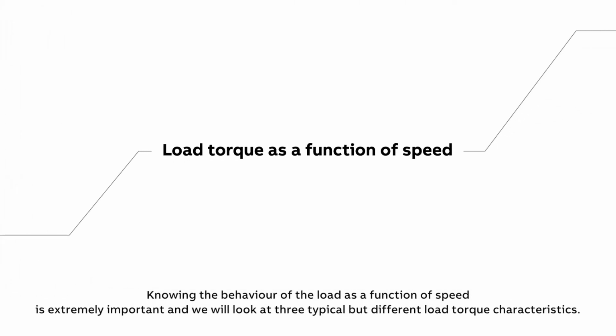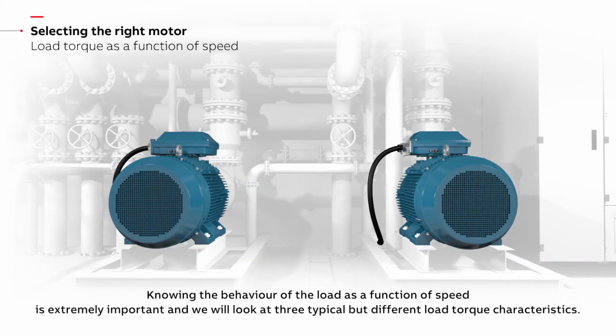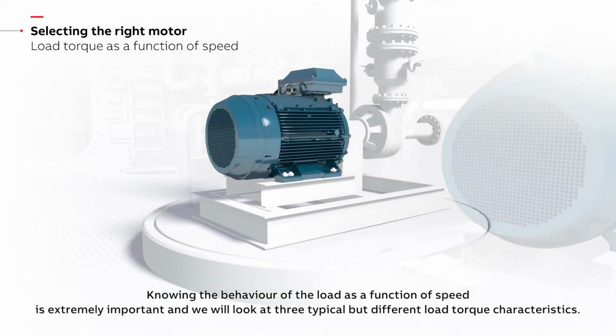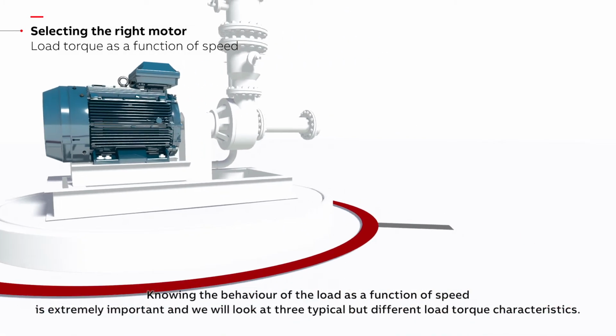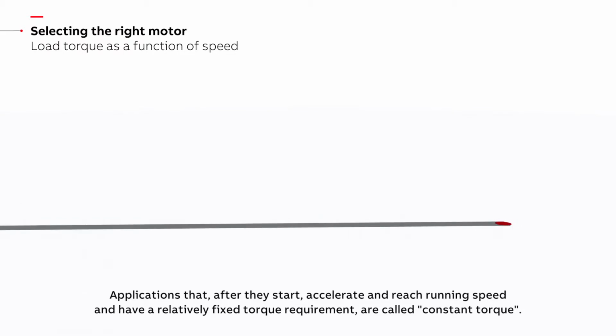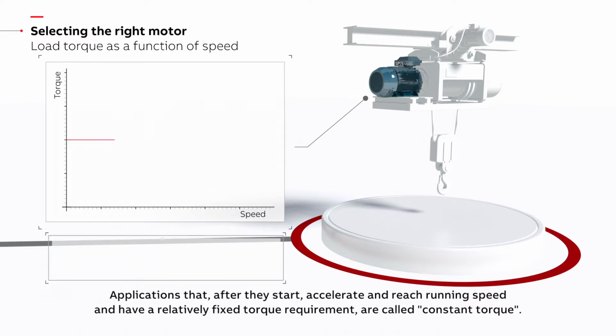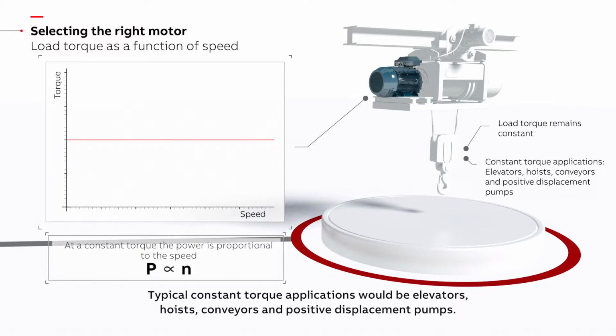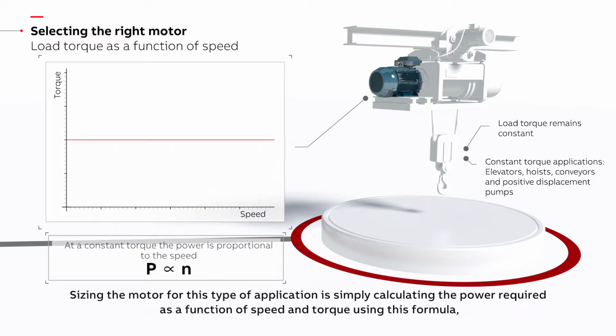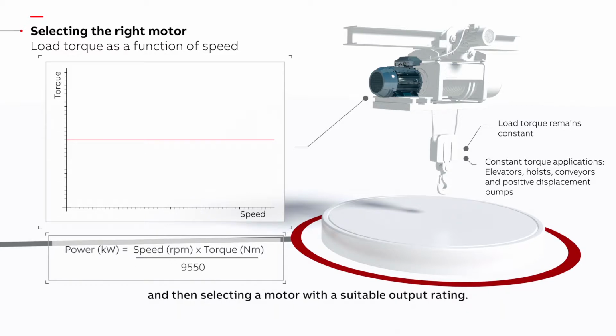Knowing the behavior of the load as a function of speed is extremely important, and we will look at 3 typical but different load torque characteristics. Applications that, after they start, accelerate and reach running speed and have a relatively fixed torque requirement are called constant torque. Typical constant torque applications would be elevators, hoists, conveyors, and positive displacement pumps. Sizing the motor for this type of application is simply calculating the power required as a function of speed and torque using this formula, and then selecting a motor with a suitable output rating.